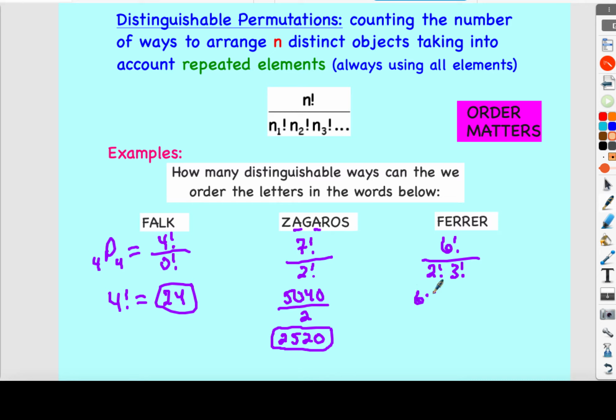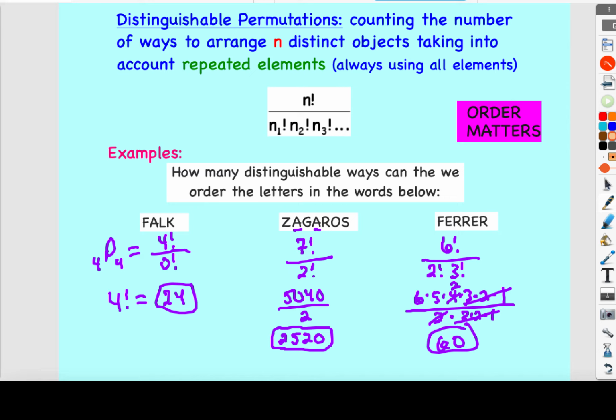So again, we've got 6, 5, 4, 3, 2, and 1 over 2 times, again, 3, 2, and 1. Cancel those away, cut that 4 in half maybe, and 30 times 2, there are going to be 60 total ways, right, to reorganize those letters.